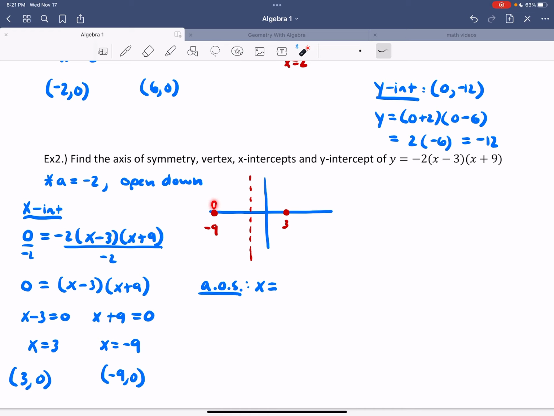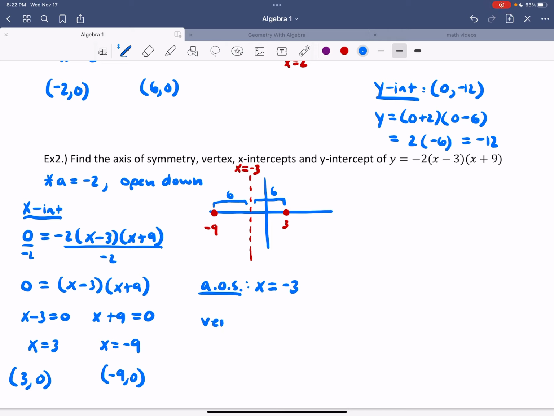So to do that, I'm going to count the total distance between them. Negative 9 to 3 is a total of 12. That's 12 units. And then what I'm going to do is divide 12 by 2. So that would give me a distance of 6 and 6. So I basically start at each end and I work backwards 6 steps and see where I end up. So that would end up putting me at x equals negative 3. So that's my axis of symmetry. It's x equals negative 3.